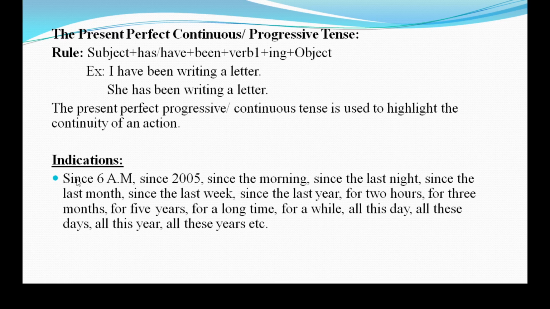So here the key indications of the present perfect continuous or progressive tense are: since 6 a.m., since 2005, since the morning, since last night, since last month, since last week, since last year, for 2 hours, for 3 months, for 5 years, for a long time, for a while, all this day, all these days, all this year, all these years. Based on these key indications, we can understand that the sentence is in the present perfect continuous tense.